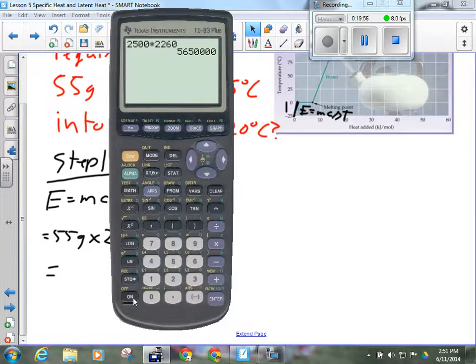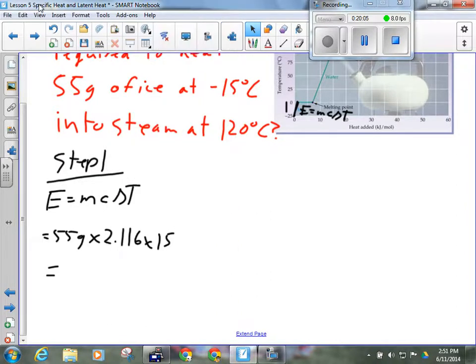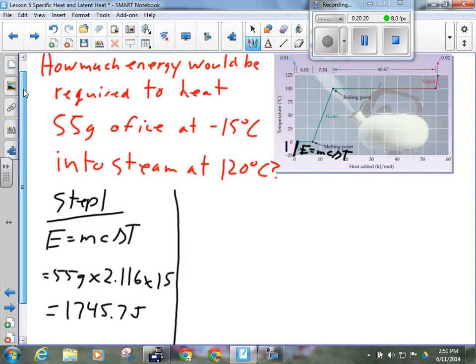55 times 2.116 times 15 degrees. So we're looking at 1,745.7 joules. That's how much energy is needed just to get the ice to 0, where it will now start to, what? It'll start to melt. What formula should I use right here in step 2 when I am melting the ice? What formula do I use to figure out how much energy that's going to take?